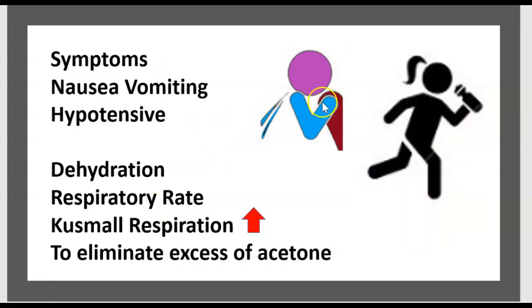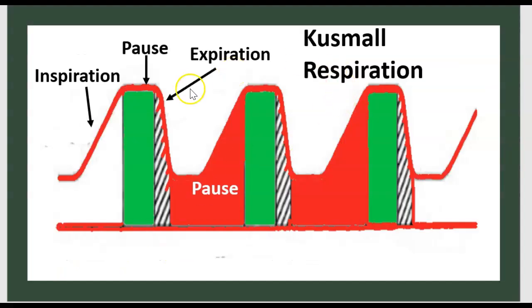Symptoms: nausea and vomiting, hypotension, dehydration, and an altered respiratory rate giving Kussmaul respiration to eliminate excess acetone. Kussmaul respiration: inspiration, there is a pause, expiration, and pause.